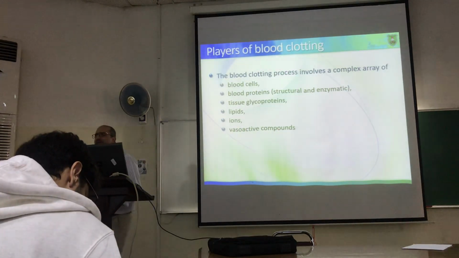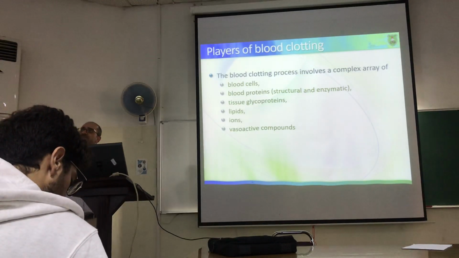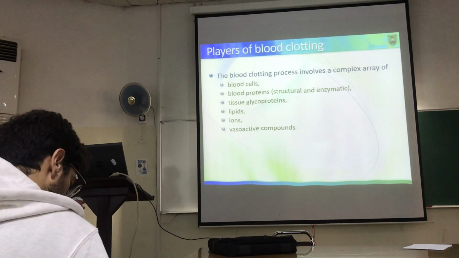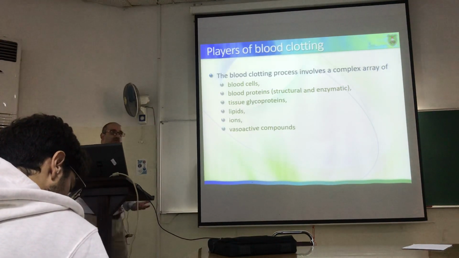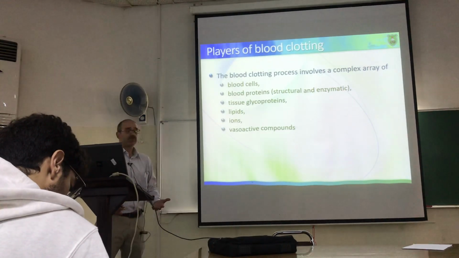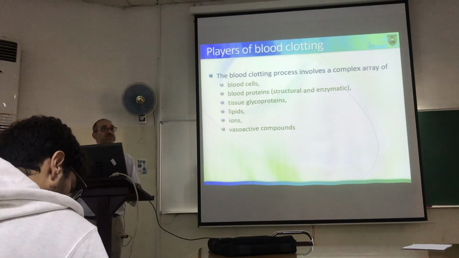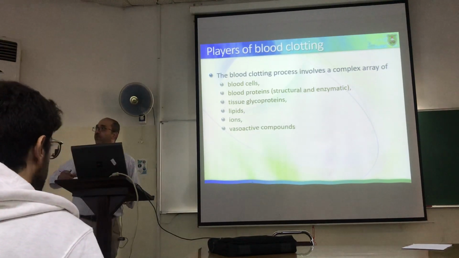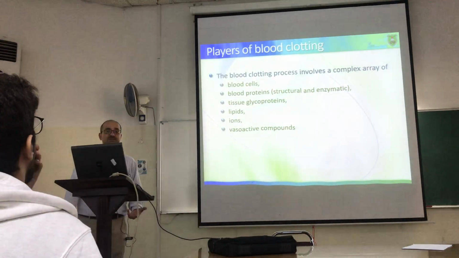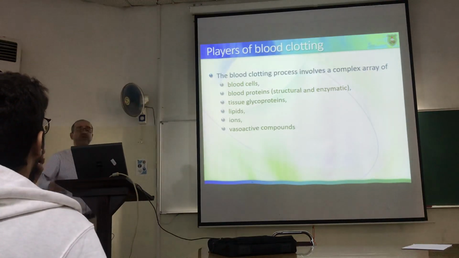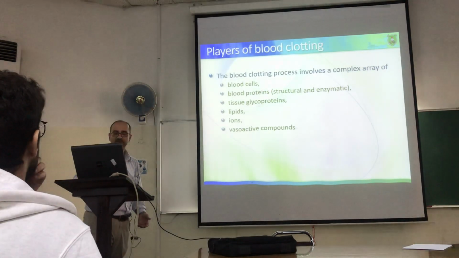So these are the different players. We have blood cells. We have the inflammatory cells. We have cell fragments, specifically platelets. We have proteins. We have enzymes. We have cofactors, enzyme cofactors. We have inhibitors. We have tissue glycoproteins. We have surface glycoproteins, on the surface of endothelial cells and on the surface of platelets. We have lipids, phospholipids, and we have ions, calcium ions more specifically, and then we have the vasoactive compounds.